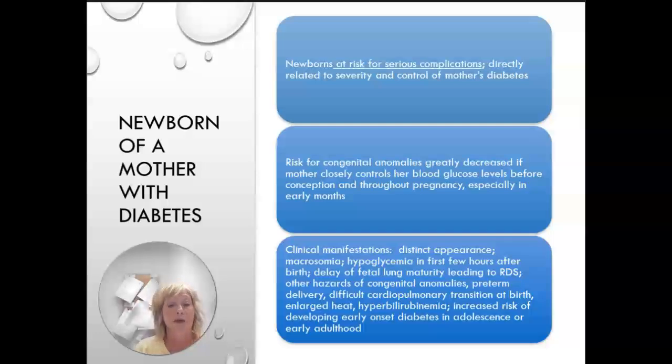So these babies are going to be at risk for congenital anomalies. So it's something that we're going to need to look for. So we're going to look really closely at mom's blood glucose levels before conception and throughout that whole pregnancy. So we're going to make sure we're watching mom's glucose levels. She's probably going to be coming to prenatal visits way more frequently than a regular mom will be coming.